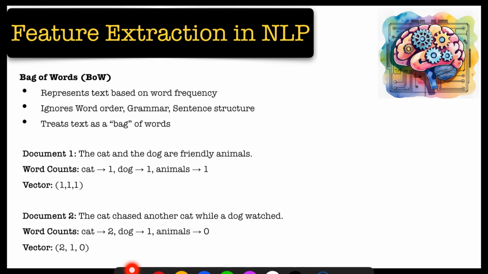So I have taken cat, dog and animals. So what counts? Cat occurred only one time, dog occurs only one time, animals occurred only one time. So the vector here will be 1, 1, 1.